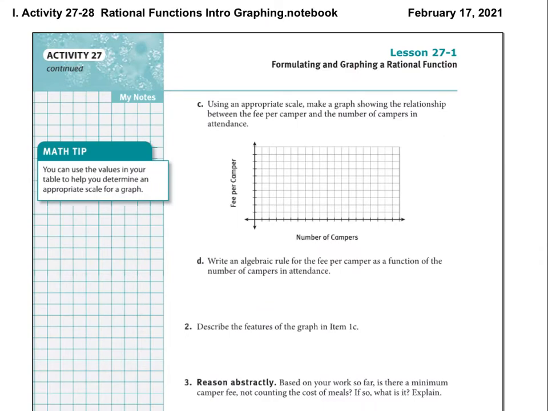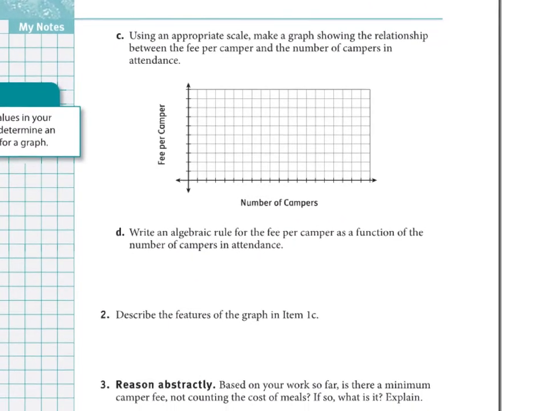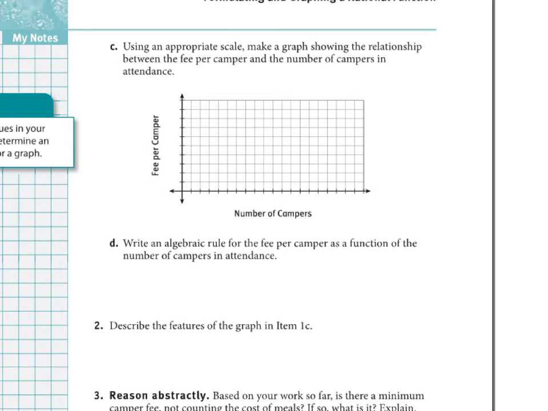Okay, so part C here, we did a rough graph of it before, and we'll do a more accurate one. I'll pull Desmos's image in a second here. But part D, can we write an algebraic rule for the fee per camper as a function of the number of campers? Sounds fancy, but all they really want is an equation. So the fee per camper, f of x, or you could just do y equals, but let's get fancy. f of x equals, now how are we getting that fee per camper?